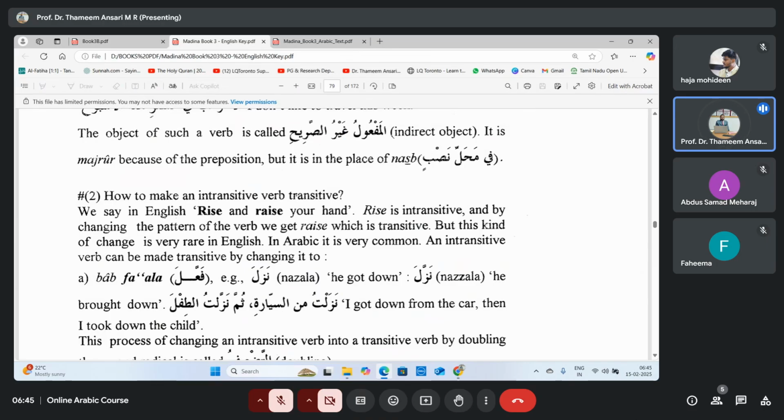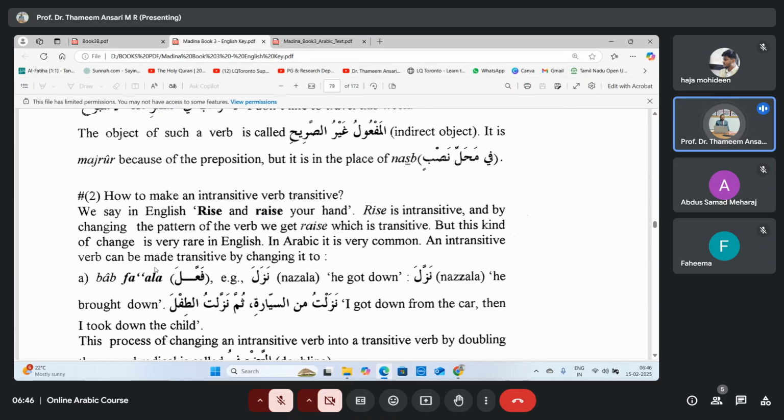Number 2, how to make an intransitive verb transitive. We say in English, rise and raise your hand. Rise is intransitive, but by changing the pattern of the verb, we get raise, which is transitive. But this kind of change is very rare in English. In Arabic, it is very common.